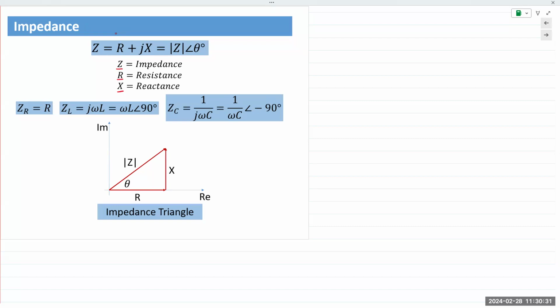Mathematically, we represent it using the imaginary number. So this is important, okay? There's a distinction. With complex numbers, we have a real component and an imaginary component. For an impedance, which is a complex quantity, the real component is the resistance R, and the imaginary component is the reactance X.